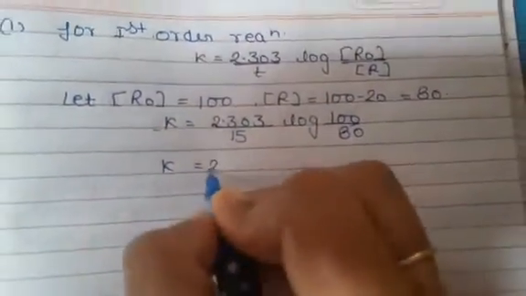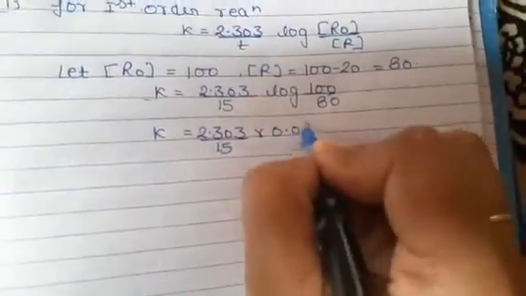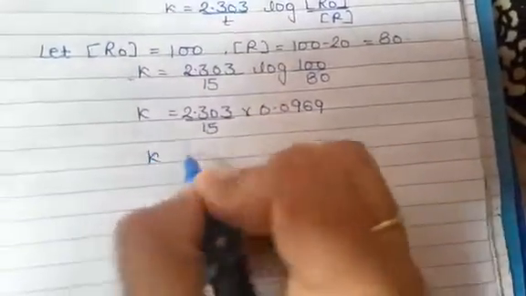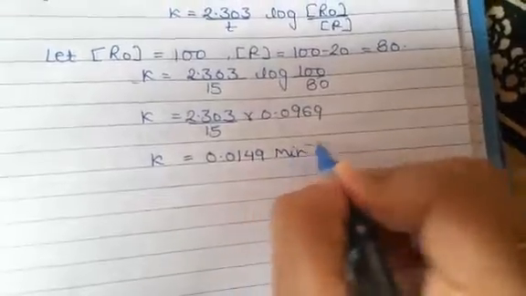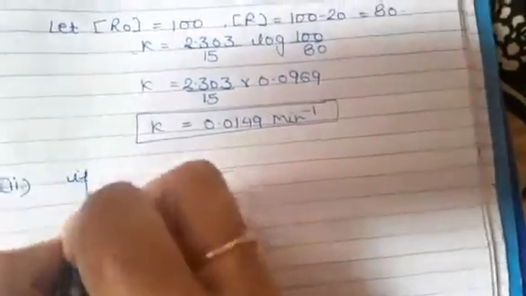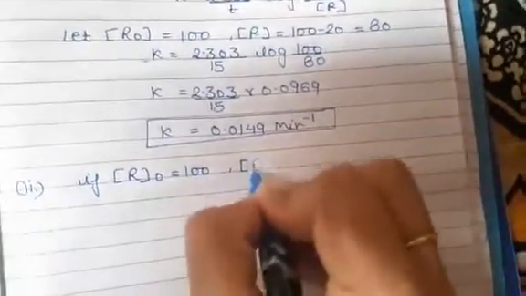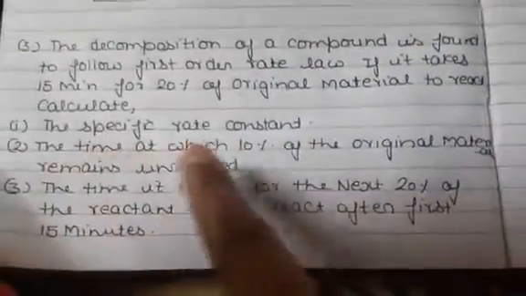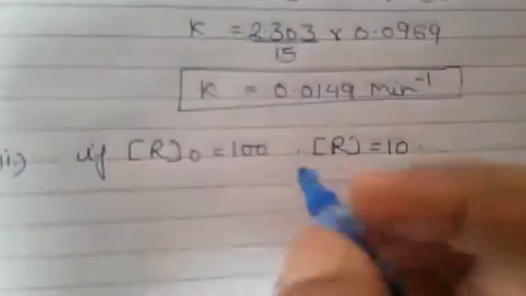Solve this, it becomes 2.303 upon 15 into 0.0969, and it becomes K equals 0.0149 minute inverse. Okay, students, now the second part. In the second part we can write, R0 equals 100 and R equals 10. Why is it 10? Because it says the time at which 10% of the original material remains unreacted. 10%. Okay, so here we take 10.